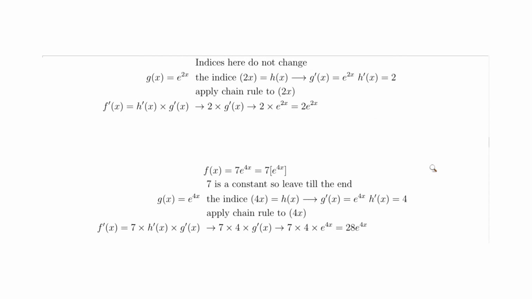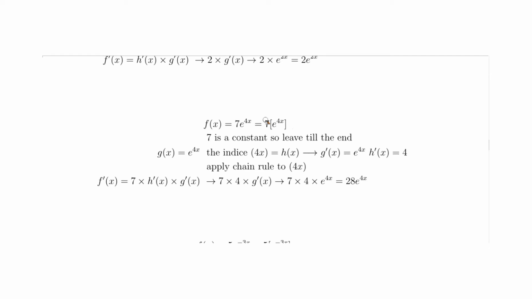So now let's try another one. This time I've got one with a coefficient. As with trigonometric functions, we work the same. The coefficient goes out front, stays there, and you multiply that up. The input, or the indice, will not change, that's 4x, so that stays at 4x. But you do have to apply the chain rule to it and multiply it out.